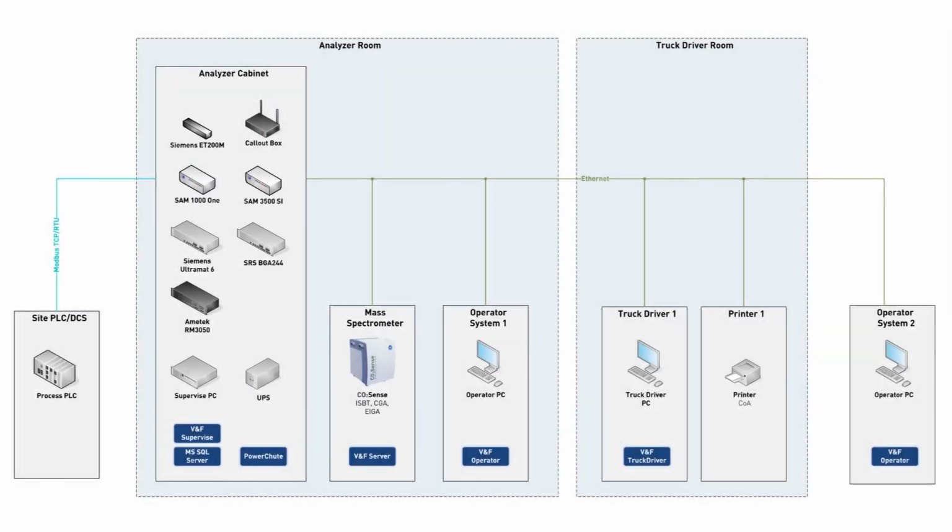In this graphic you can see the components within the analyzer room of the container, components within the driver room of the container, and the components outside of the container. Inside the analyzer room there is the analyzer cabinet, the mass spectrometer, and the operator PC. In the driver room there is the truck driver PC and the printer. Outside the container there is the PLC and a possible second operator PC.